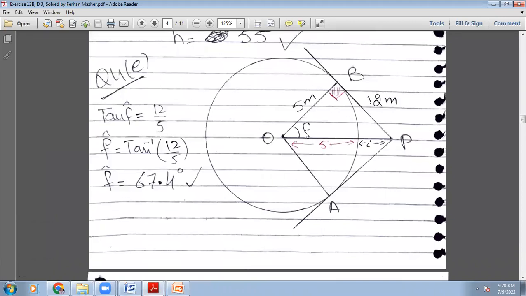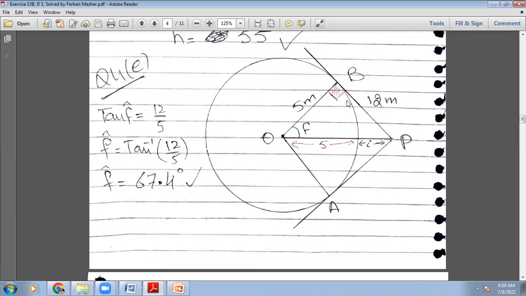Okay, so apply here this angle. Suppose it's F. Tan F will be equal to perpendicular by base. So F will be equal to tan inverse of (12 by 5). So F will be equal to 67.4. So this is how you will find that angle.